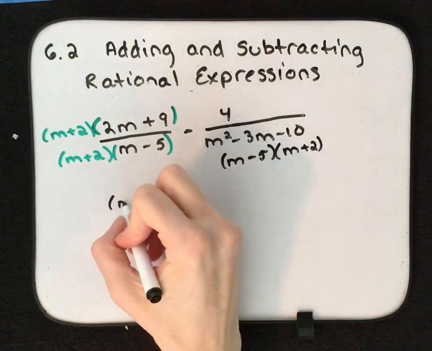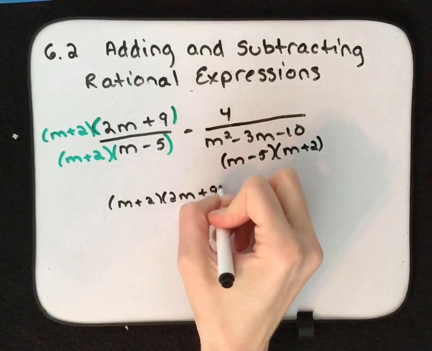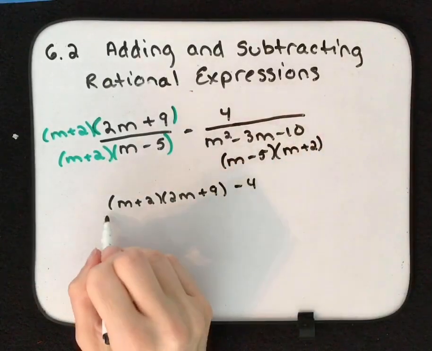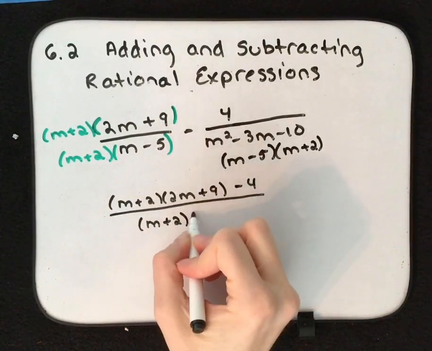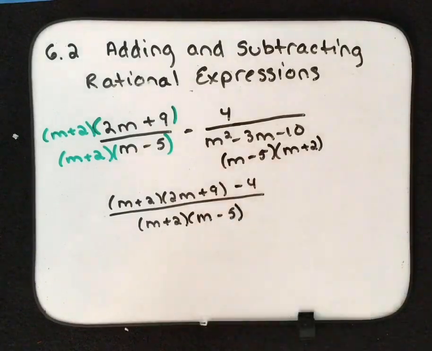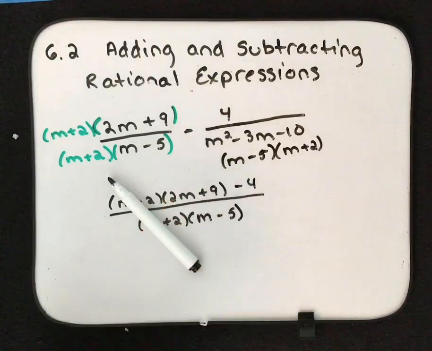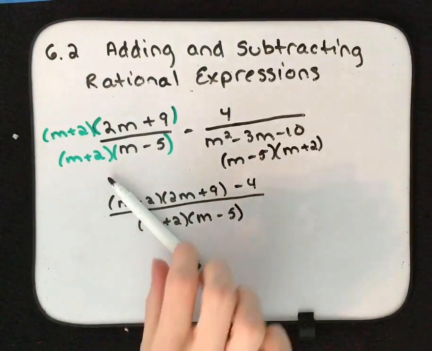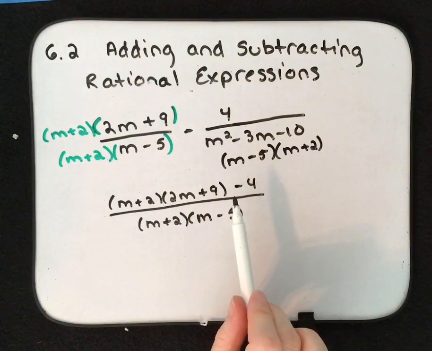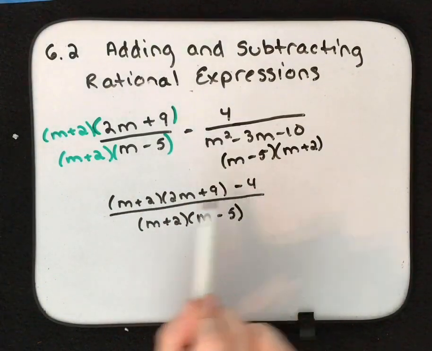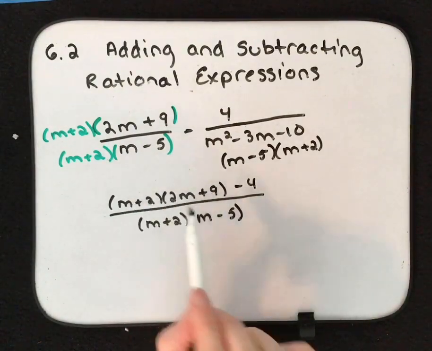So I have m plus 2 times 2m plus 9 minus 4 all over m plus 2 times m minus 5. Now it is really tempting to cancel these m plus 2's, but you can't do that because of this minus 4. That minus 4 is throwing us off, so we're not able to cancel. Before we can do anything, we need to clean this up and see if we can refactor to then be able to cancel. So cleaning up right here, we need to FOIL these two pieces.